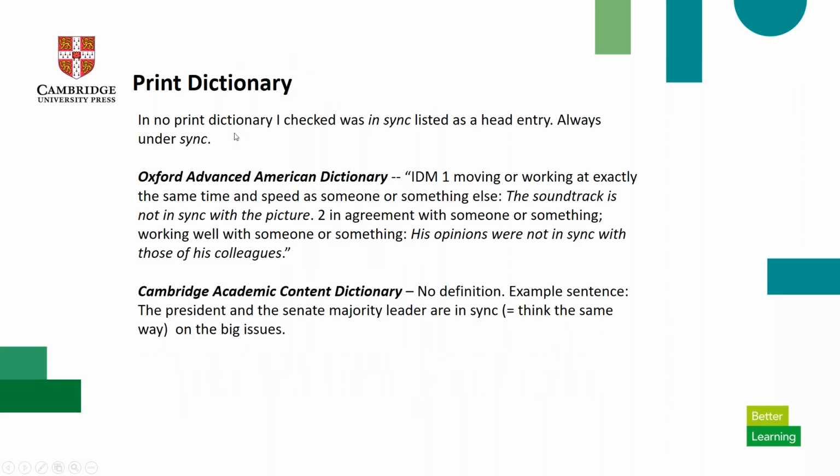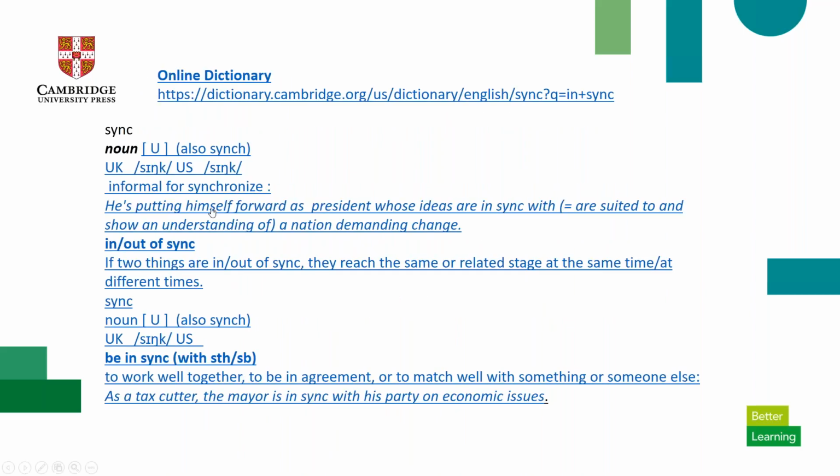Print dictionaries, they don't say very much. And unfortunately, when I looked it up in the dictionaries, I wasn't able to look up in sync. I had to look up sync and then find in sync underneath. When I looked up on Cambridge Online Dictionary, I once again had to look up sync. And I saw a few examples of it. But once again, I don't have very much information.